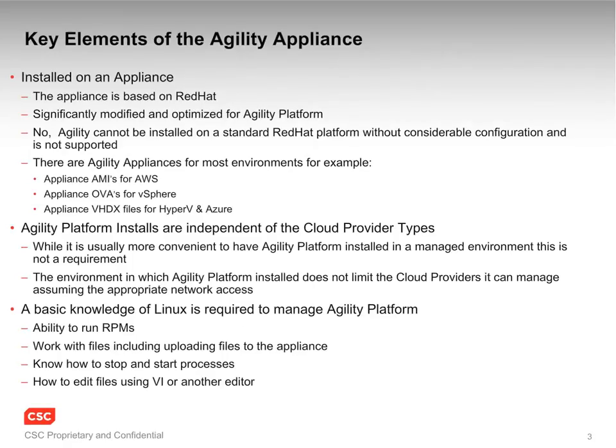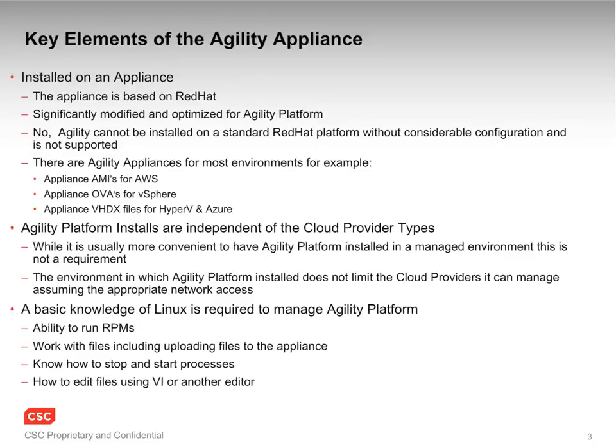Here is some key information with regards to the Agility appliance. First of all, Agility is installed on the appliance. The appliance is a modified version of Red Hat. It's based on that, but it's been significantly modified and optimized for Agility platform. No, Agility platform cannot be installed on a standard Red Hat operating system without considerable configuration, and it's thereby not supported.